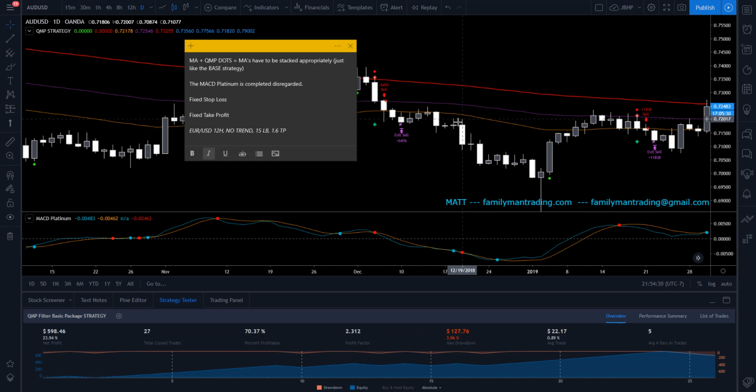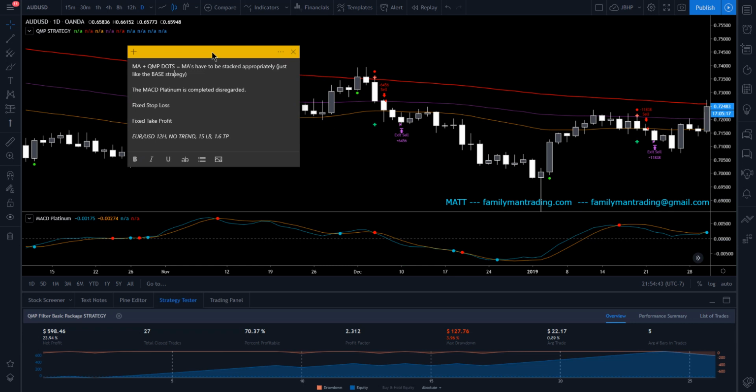However, if the QMP filter showed a sell dot here, with this particular setup selected, it would take this sell because it completely disregards the MACD Platinum. And that's outside of Jim's strategy and how he teaches it, but again, I've found some currencies that actually do pretty well using this system.